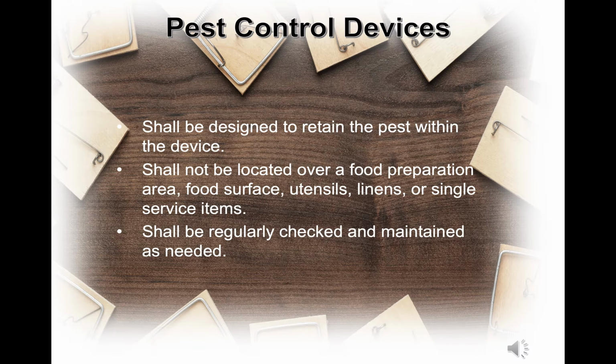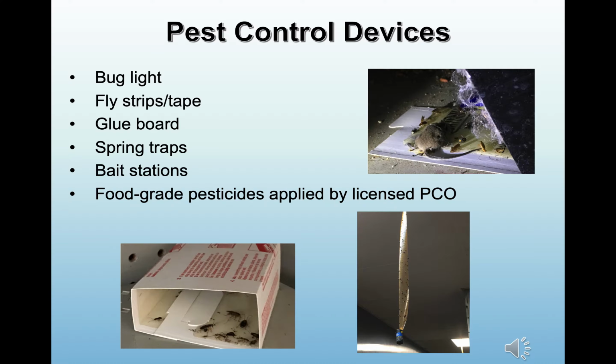To trap insects or pests, you can use traps and baits as long as they meet certain conditions. Any insect or pest control devices shall be designed to retain the pests within the device and shall not be located over a food preparation area, food surface, utensils, linens, or single-service items. The devices should be regularly checked and maintained as needed. Some examples of pest control devices are bug lights, fly strips, glue boards, spring traps, bait stations, or food-grade pesticides applied by a PCO.